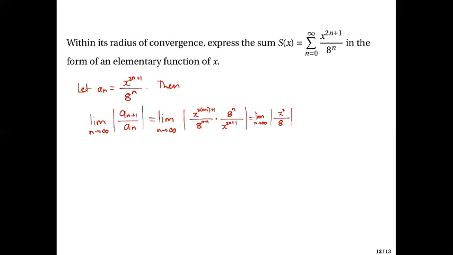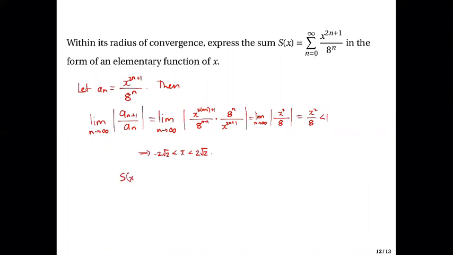So this is simply x squared over 8, and we want this to be less than 1. Work on this inequality, and you should be able to show that x will be greater than negative 2 square root of 2 and less than 2 square root of 2. So now, assuming that x is in between these two numbers, let's look at our s of x.